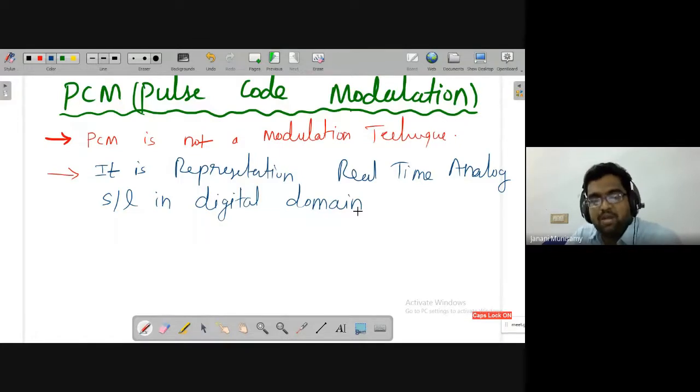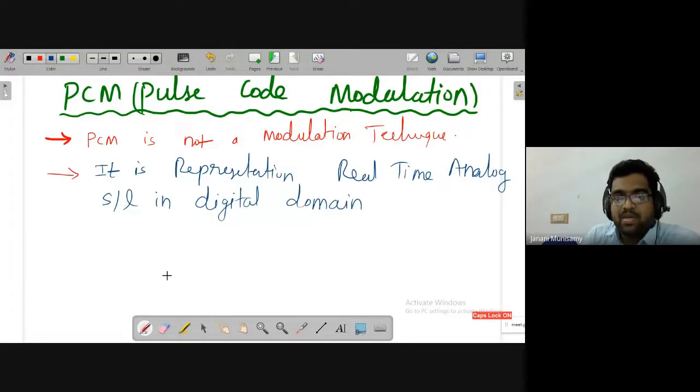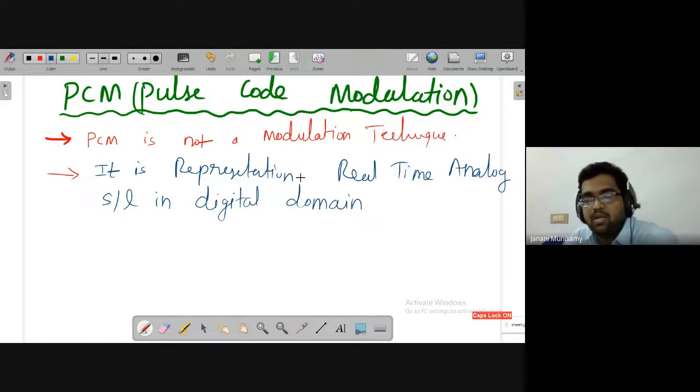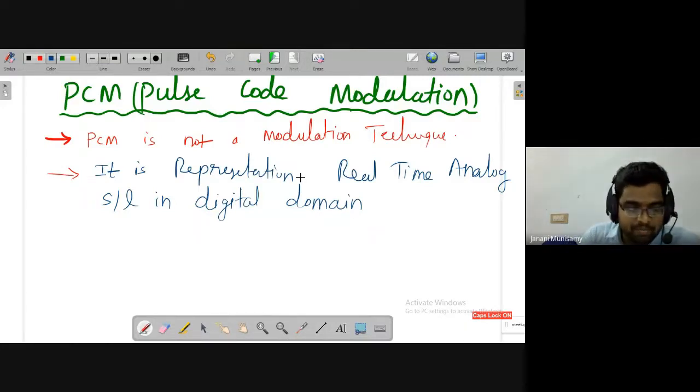Again, PCM will definitely involve the analog to digital converter also. ADC is one part of PCM. So PCM is not a modulation technique. It is the representation of a real-time analog signal in the digital domain.